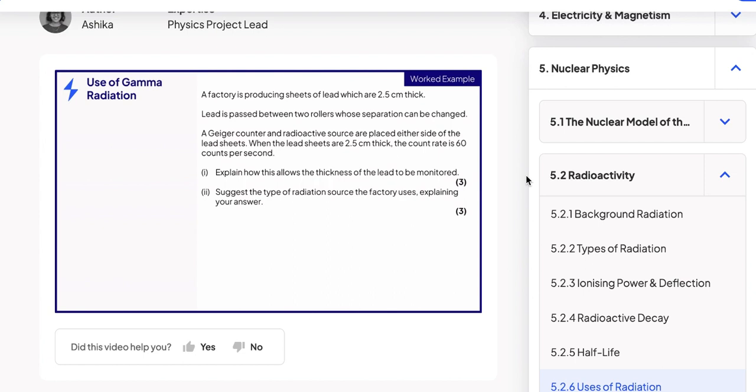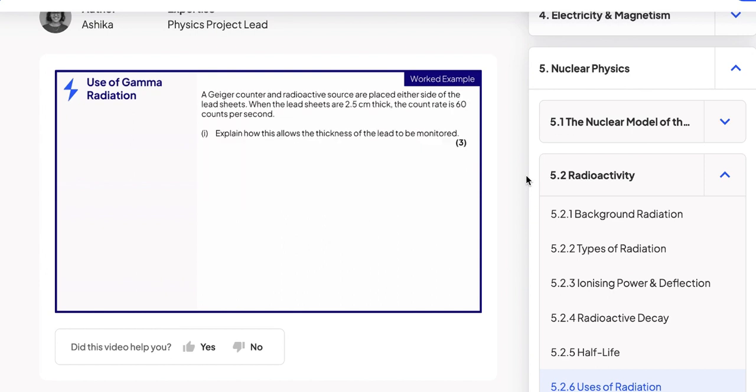A factory is producing sheets of lead which are 2.5 centimeters thick. Lead is passed between two rollers whose separation can be changed. A Geiger counter and a radioactive source are placed either side of the lead sheets. When the lead sheets are 2.5 centimeters thick, the count rate is 60 counts per second. Okay, part 1 tells us to explain how this allows the thickness of the lead to be monitored for 3 marks. This is an explain question, so we need to give reasons for our answers.